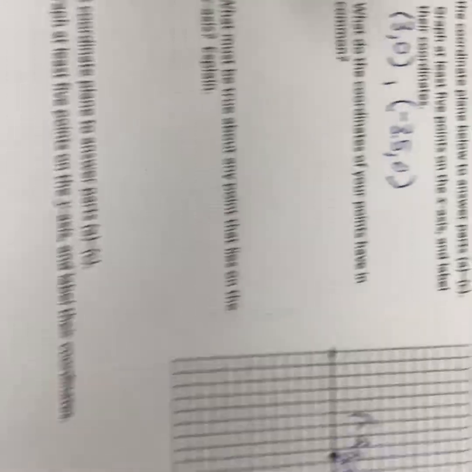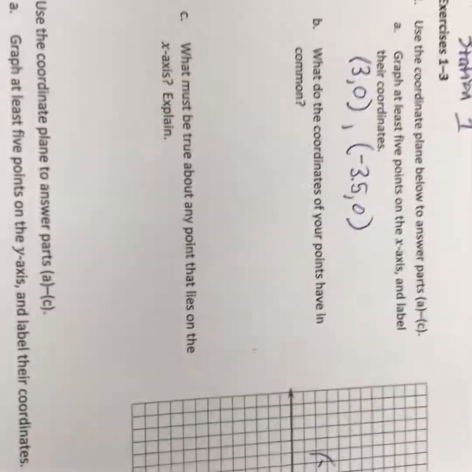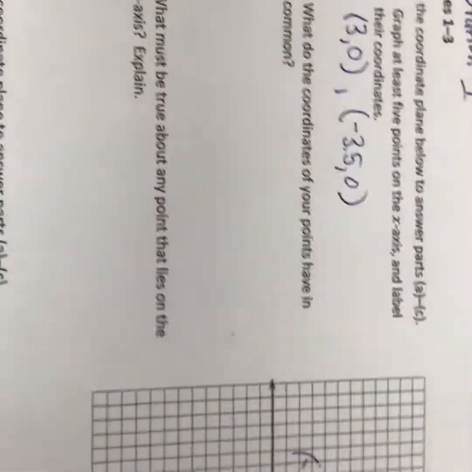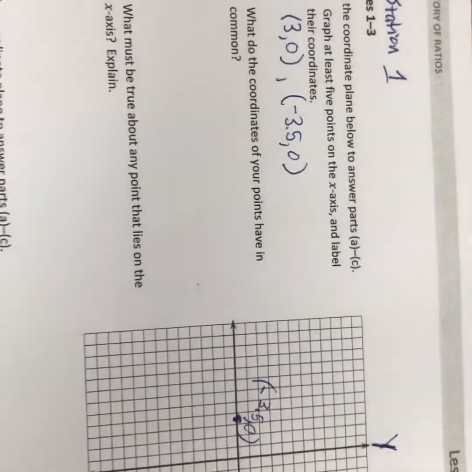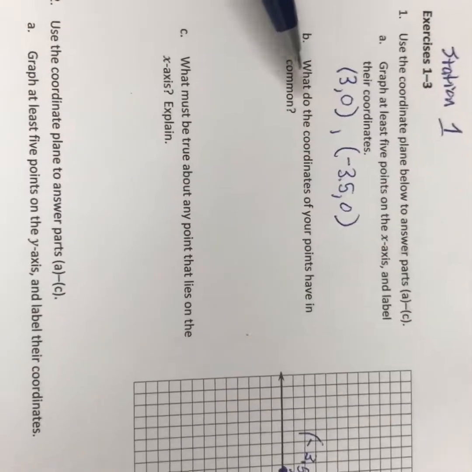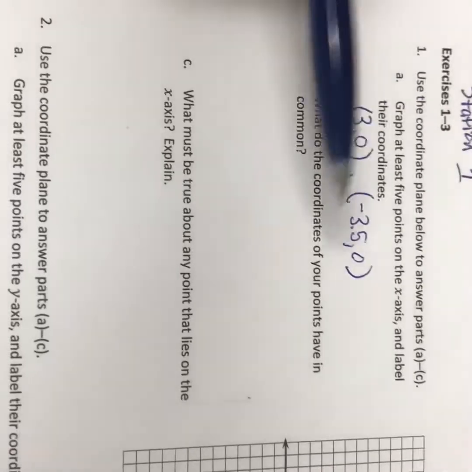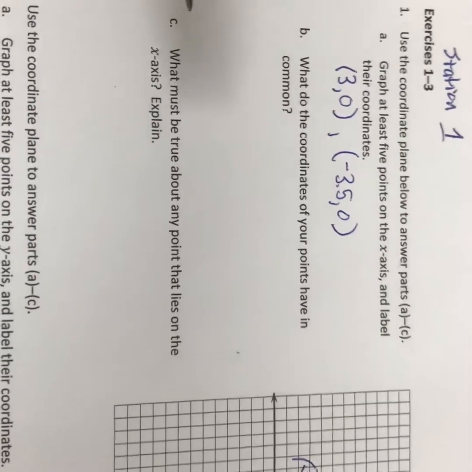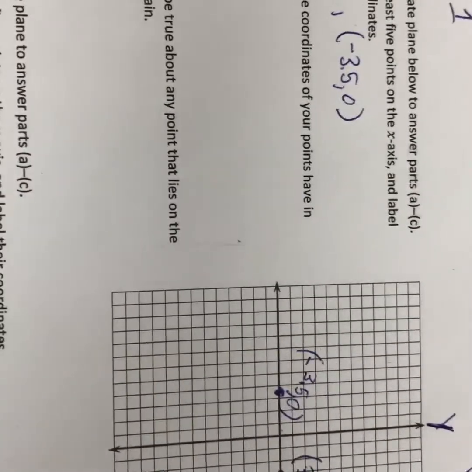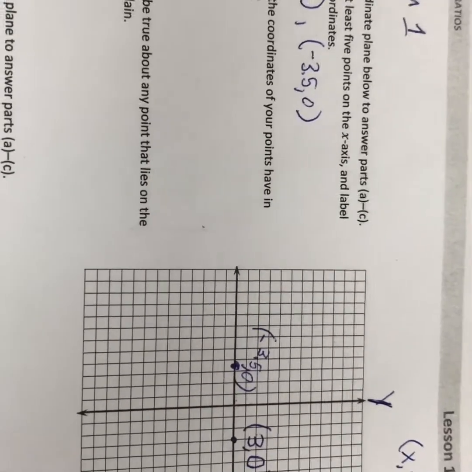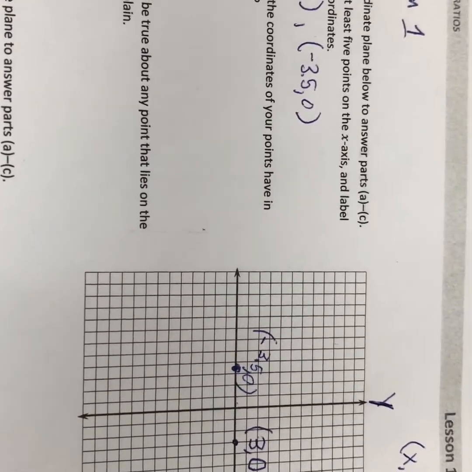So now that you all have your 5 points, I only have 2, but you should have 5, and they should have fallen on the x-axis. So now I want you to tell me, looking at letter B, what do the coordinates of your points have in common? So you should have 5 of these. And looking at your points, what do they have in common? Take a moment to think about it.